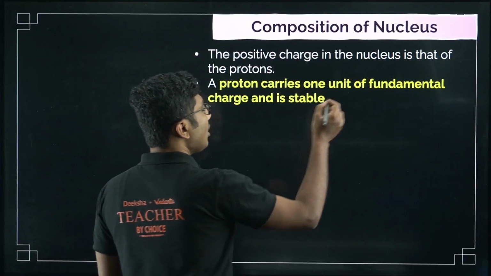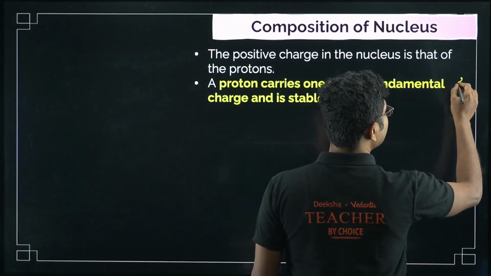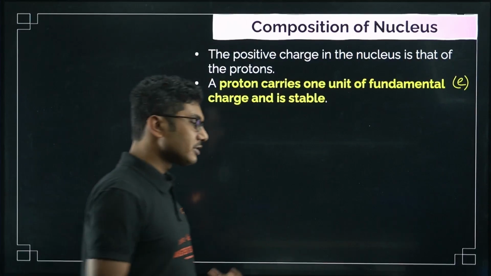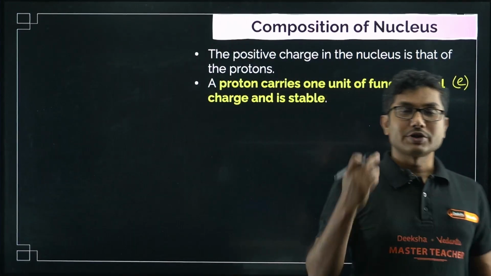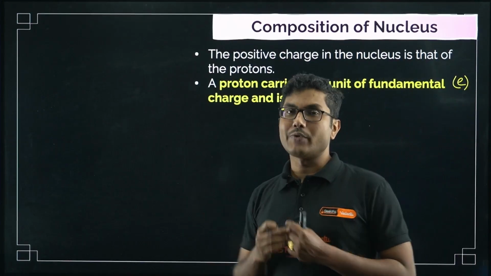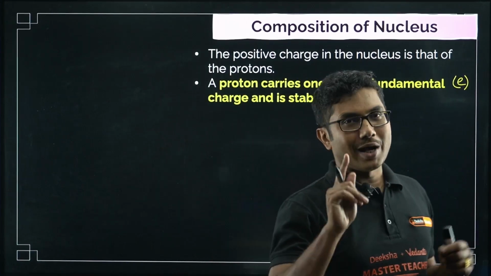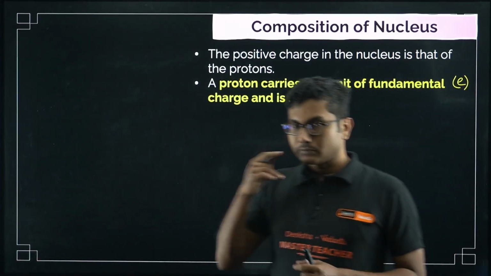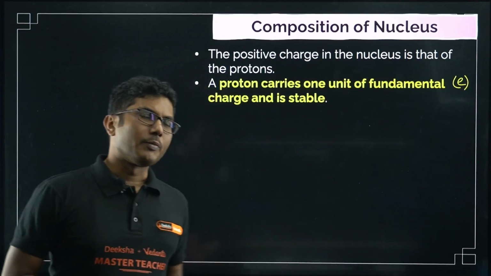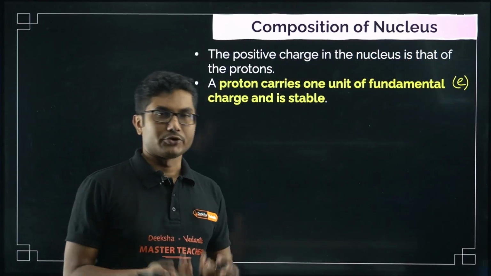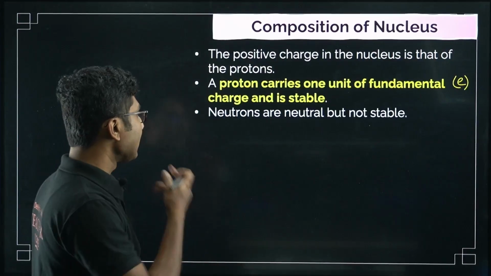Fundamental charge means, obviously we know that fundamental charge is e, the charge of an electron, but electron's charge is negative, proton's charge is positive. Magnitude wise both are the same. One fundamental charge means 1 e, 1.6 into 10 to the power of minus 19 coulomb. Charge of an electron is negative, charge of a proton is positive. That is the difference.